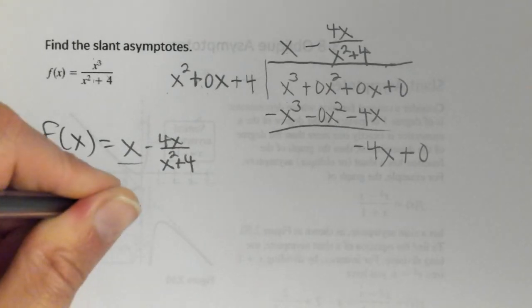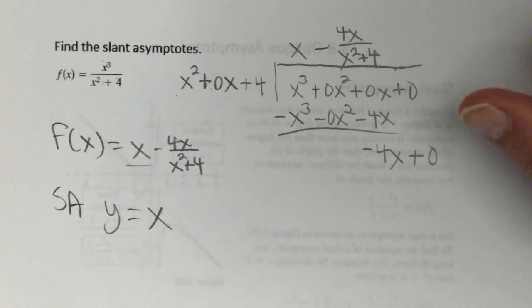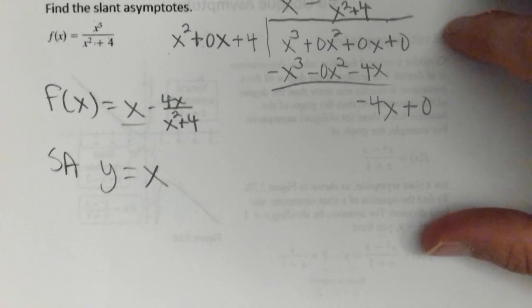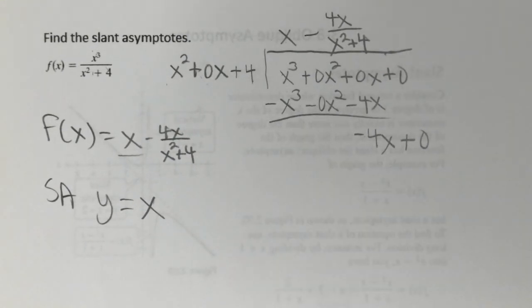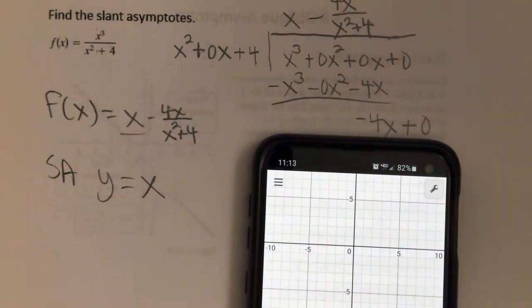So y equals x is going to be my slant asymptote here. Okay? Alright. Now, suppose we wanted to just make sure that that was correct. Well, how's the best way to double check that? By graphing. So let's go back into our Desmos and put this graph on here and make sure everything is good to go.